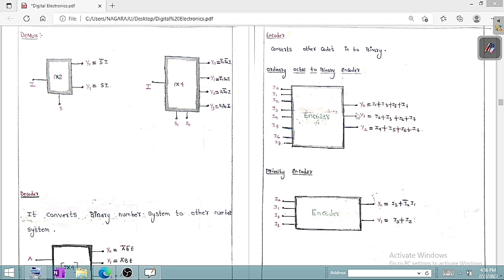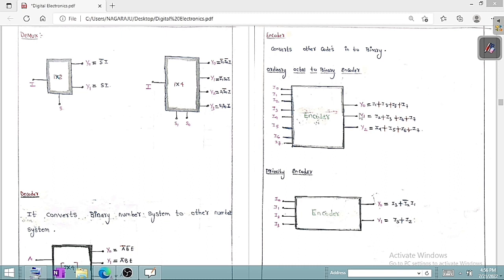Now you have to simplify using the Karnaugh map, and finally you get the circuit. If you build the circuit, you get the Karnaugh map expressions: Y0 is equal to I1 plus I3 plus I5 plus I7, Y1 is equal to I2 plus I3 plus I6 plus I7, and Y2 is equal to I4 plus I5 plus I6 plus I7. Basically, these are OR gates. These are the expressions you get for Y2, Y1 and Y0 if you simplify the Karnaugh map.